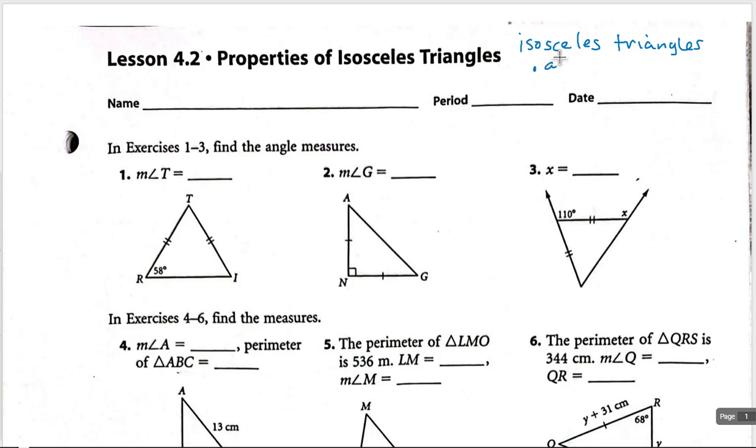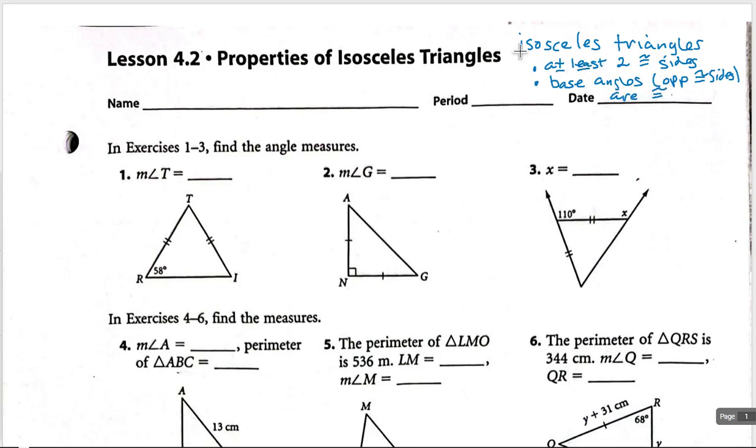Okay, for these problems, we're talking about properties of isosceles triangles. Base angles are congruent, or angles opposite congruent sides are congruent. If you have congruent angles, then the sides opposite those angles are congruent.